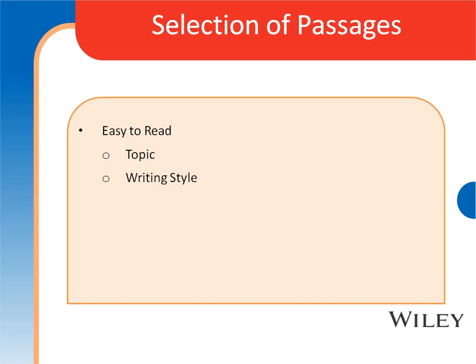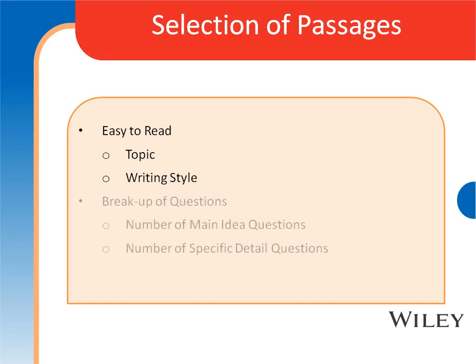So don't go based very simply on length, don't go based on whether it has too much dialogue or not. Just skim through it and see whether you like the topic and whether the writing style makes any sense, right? Another way in which you can choose is see how the questions are distributed between main idea and specific detailed questions. Let me elaborate.